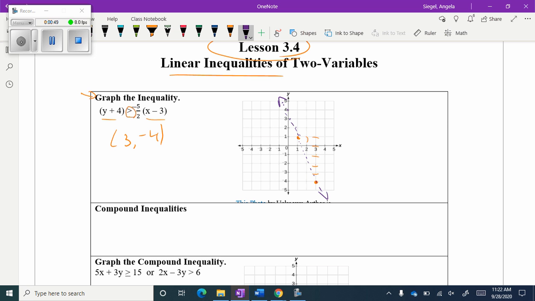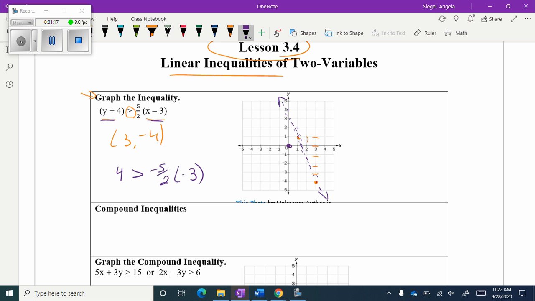And so the best thing to do is just to grab a point. So the easiest point to grab is 0, 0. So if I grab 0, 0 and put it in for x and y here, I get 4 is greater than -5 halves times -3. And so if this is true, then I'm going to shade where 0, 0 is. If it's false, I'm going to shade the other side.